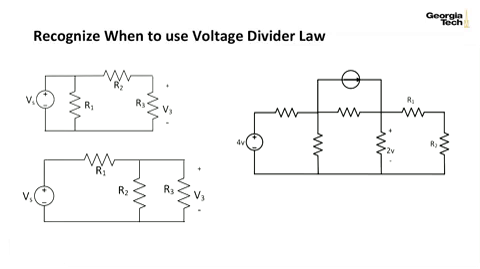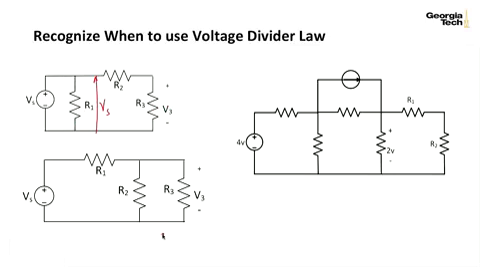Now, I want you to recognize when to use the voltage divider law. We looked at that simple circuit before, and it was pretty obvious. But you can also use the voltage divider law in these cases. Right here, I've got a voltage in parallel with a resistor, so that means the voltage from here to here is still V sub S. If it's still V sub S, then I can apply the voltage divider law across here where this is V sub S. So this resistor doesn't impact at all what this voltage is.